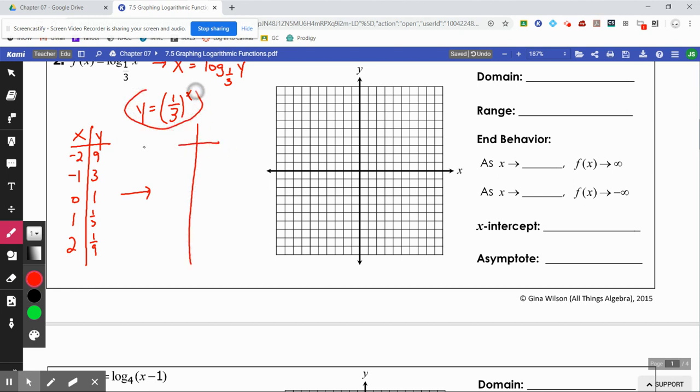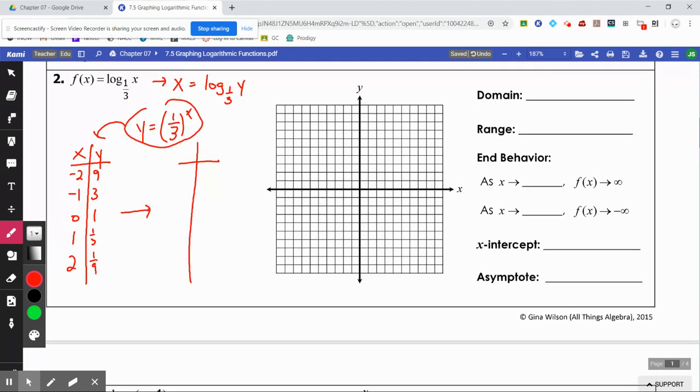Let's plot those points and look at, well, actually, let's not plot those points, because those are the points for y equals 1/3 to the x, and we're wanting to graph its inverse. So therefore, let's reciprocate our points. Let's flip them over. 3, -1, 1, 0, 1/3, and 1, and 1/9, and 2. And let's plot those points instead.